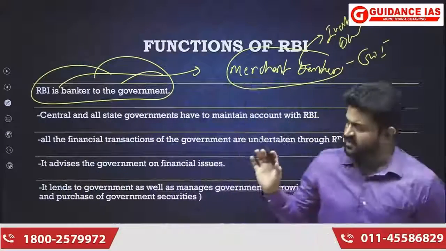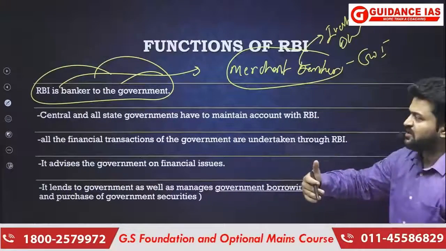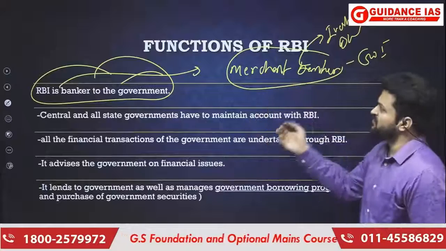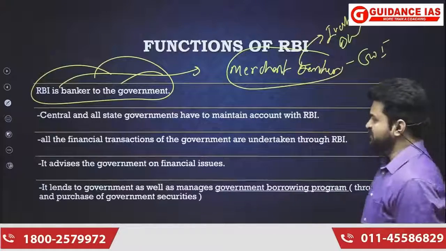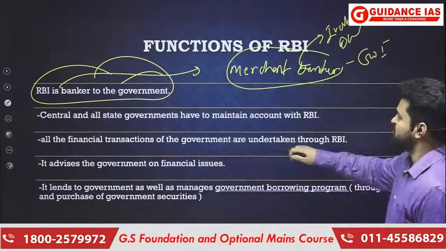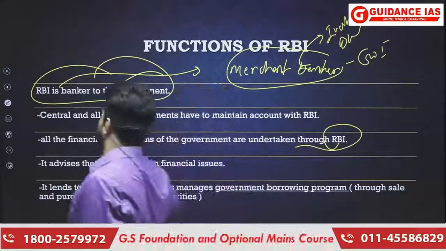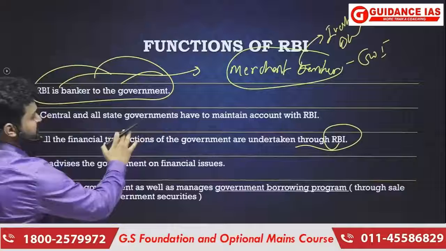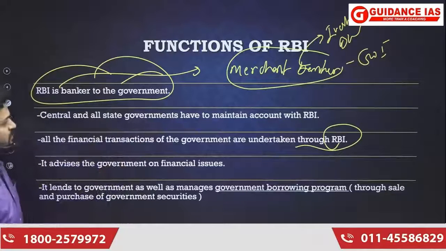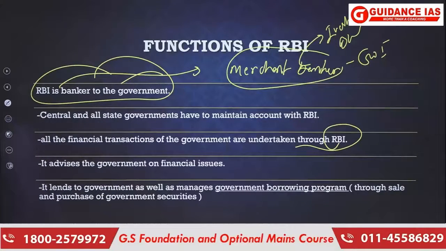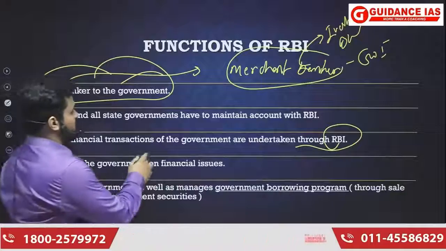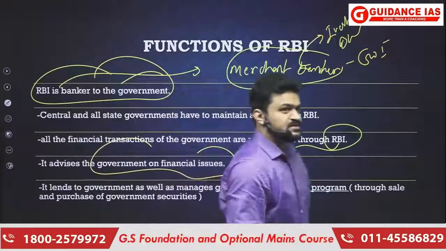Okay, then the central and all state governments have to maintain accounts with RBI. This is another basic piece of information. So all state governments and the central government maintain accounts with RBI. Then all the financial transactions of the governments are undertaken through RBI. So as I said, it is the banker of the government, so all the financial transactions are going to be undertaken by RBI only. Then it advises the government on financial issues.